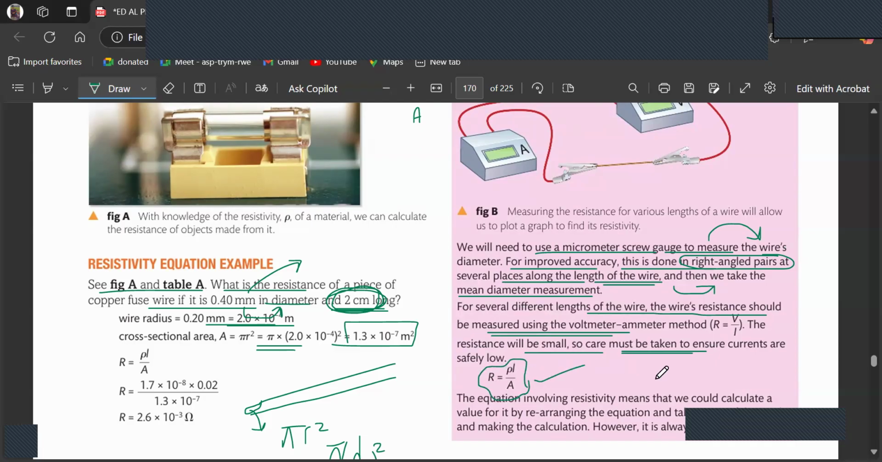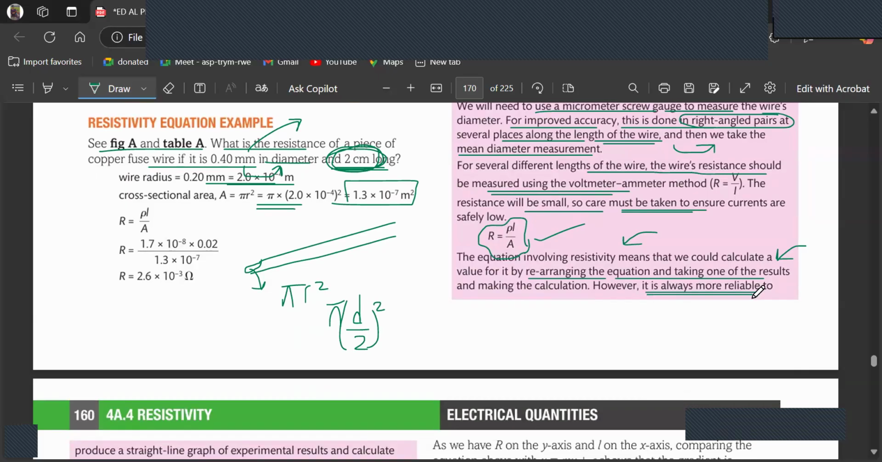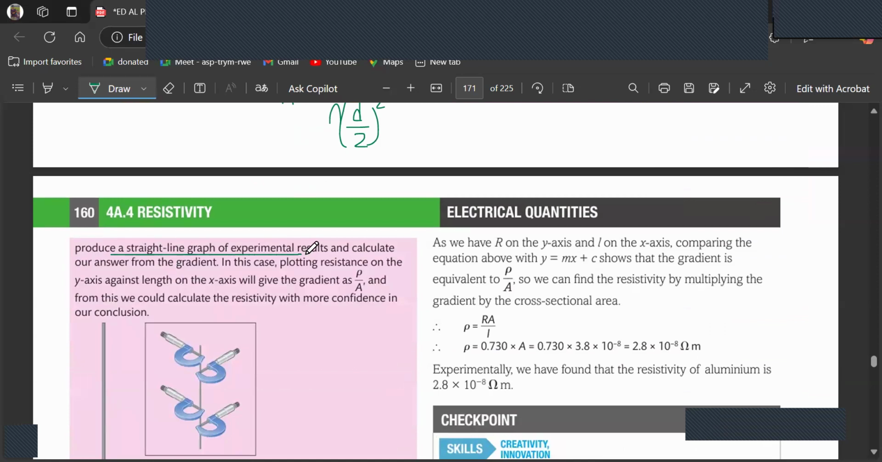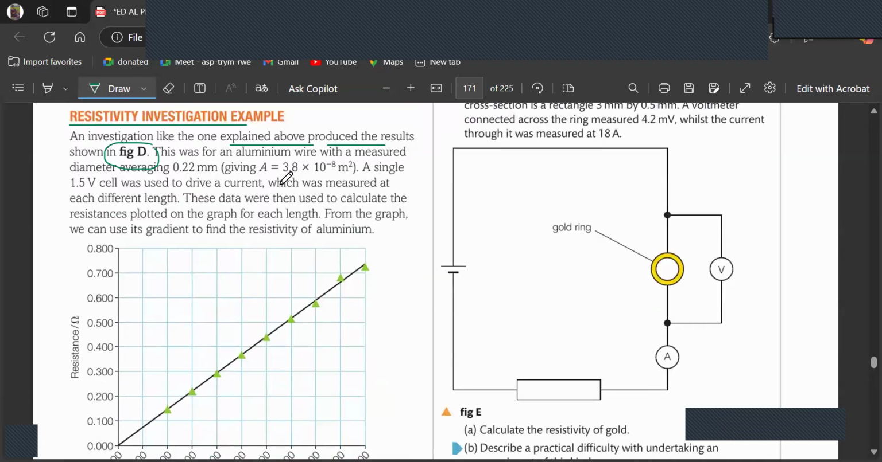So the equation involving resistivity means that we could calculate a value for it by rearranging the equation and taking one of the results and making the calculation as well. However, it is always more reliable to first produce a straight line graph of experimental results and then calculate our answer from the gradient as well. In this case, plotting resistance on the y-axis and x-axis would be what? Rho over A. That is how we can calculate the resistivity as well. And the diameter can be measured by using what? Micrometer screw gauge. Got it? Good. So if the diameter is 0.22 millimeter, that would give us an area of 3.8 times 10 to the power minus 8.